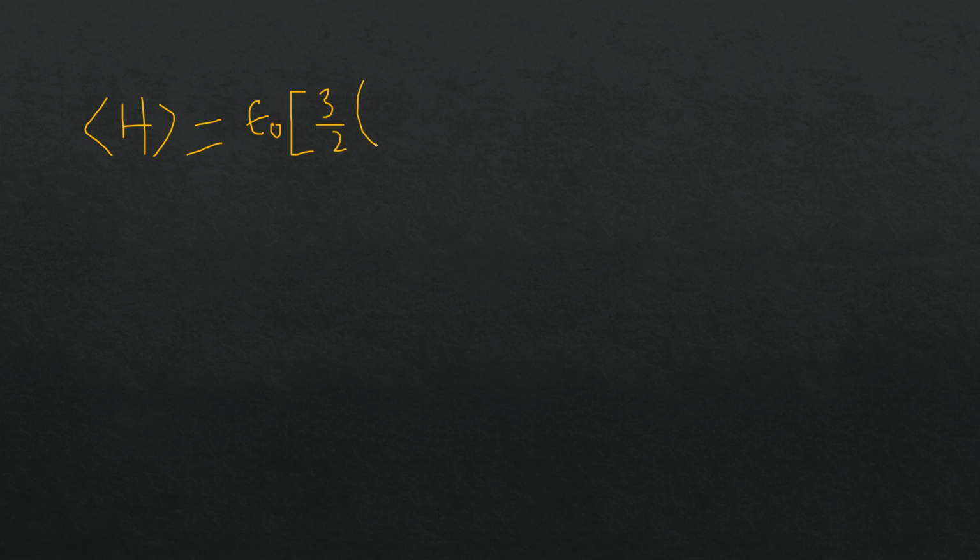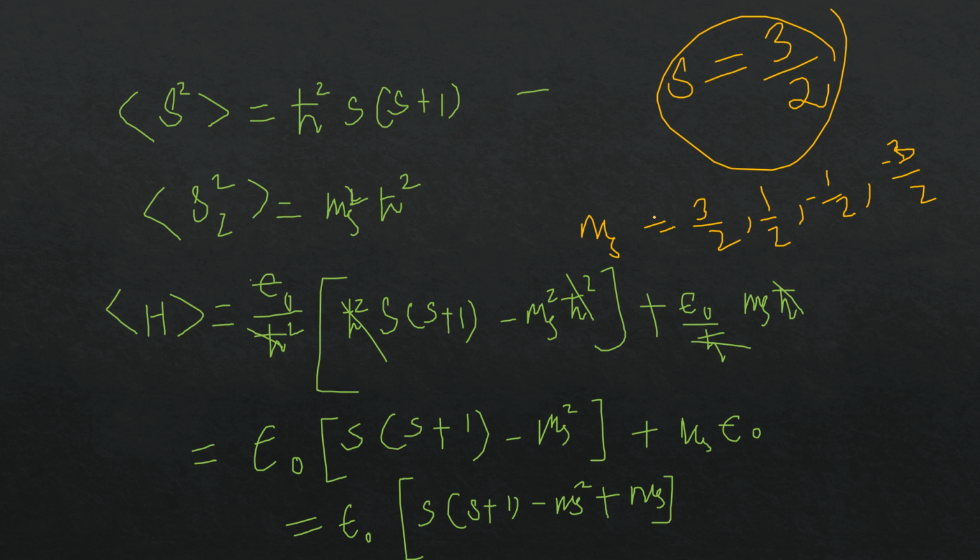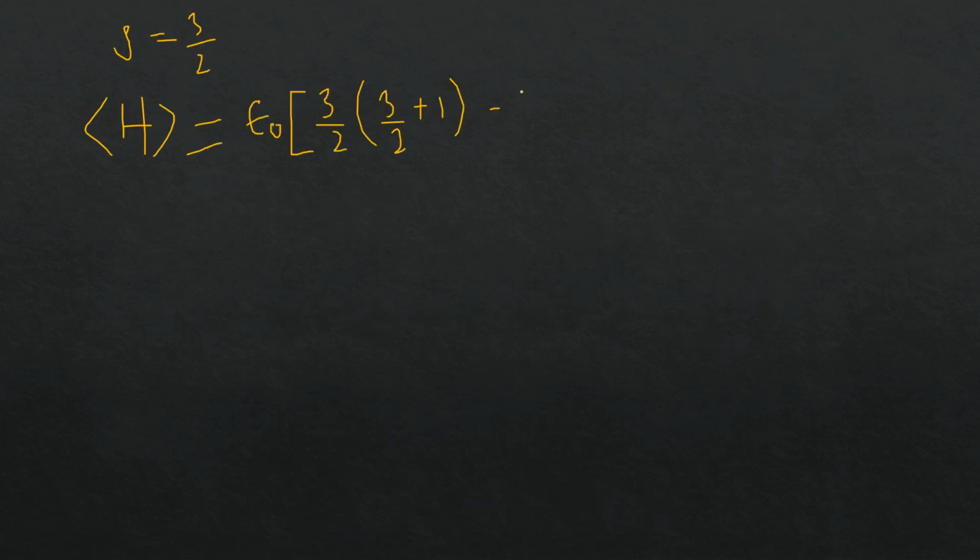3 by 2 whole into 3 by 2 plus 1 minus ms square. Okay, that means we have taken now, I will write it here, s is equal to 3 by 2, because we'll take 1 values. First we'll take this, then we'll take this. We'll take them separately. Now s is equal to 3 by 2, ms is equal to 3 by 2.